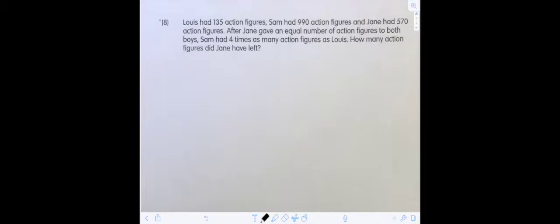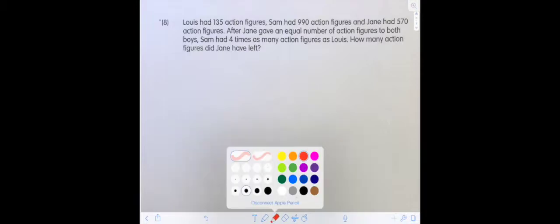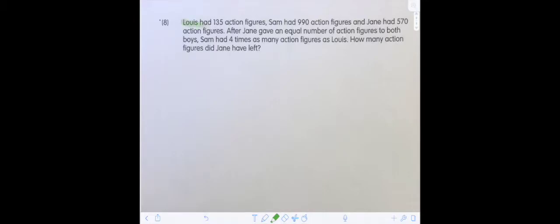Alright, last question. Louis had 135 action figures, Sam had 990 action figures, and Jane had 570 action figures. Before I go any further, I'm just going to highlight it in my favorite color, green. This one bit of information tells you what is at the beginning. Next, after Jane gave an equal number of action figures to both boys, Sam had 4 times as many action figures as Louis. So what happened in the middle is Jane gave an amount to both boys. Then at the end, Sam had 4 times as many action figures as Louis.